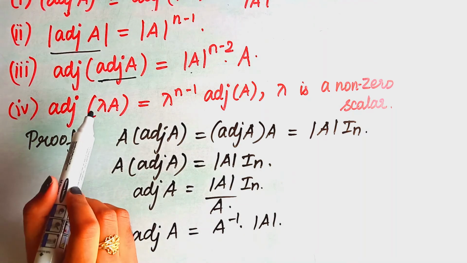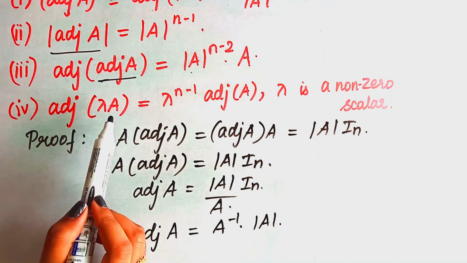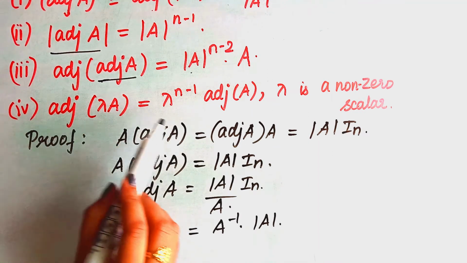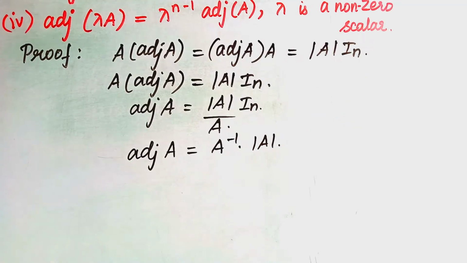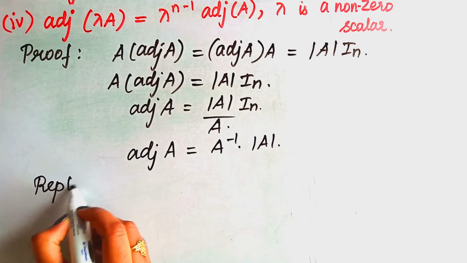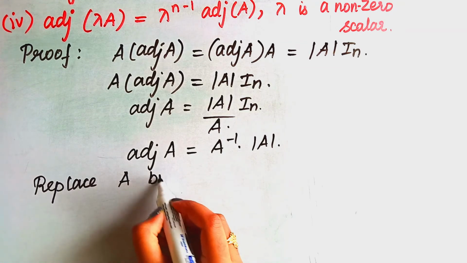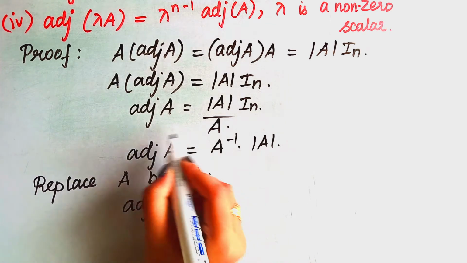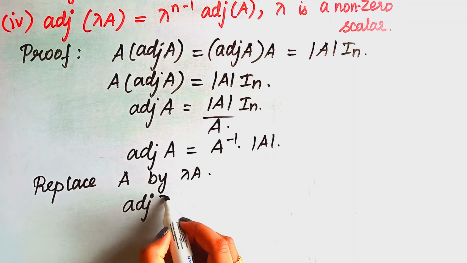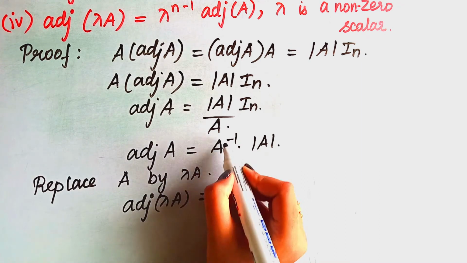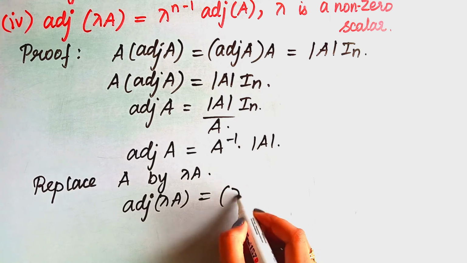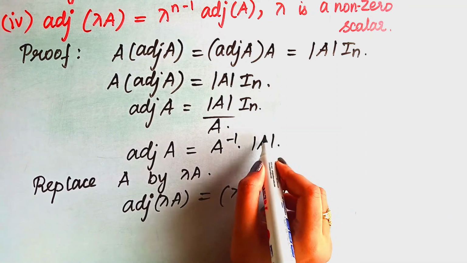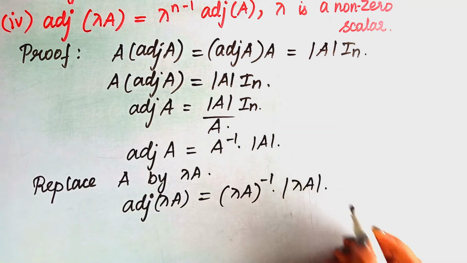But here you can see there is another hint, that there is adjoint of lambda a, right? So we are going to replace a by lambda a so that we can prove this theorem. Now let's replace. Here there is adjoint and here there is a, so instead of a, we are going to replace lambda a. And then is equal to, here there is another a, so instead of a, we are going to replace lambda a. And there is an inverse here, and then there is a determinant, so instead of a, we are going to replace lambda a.